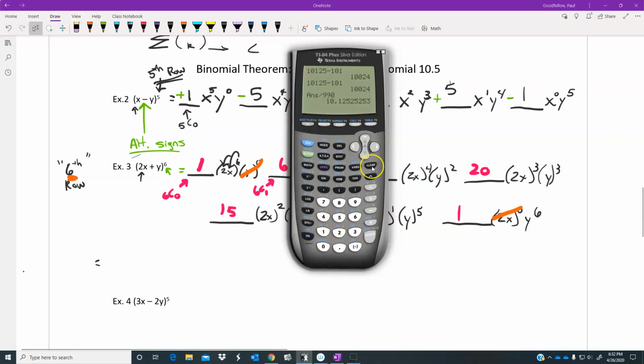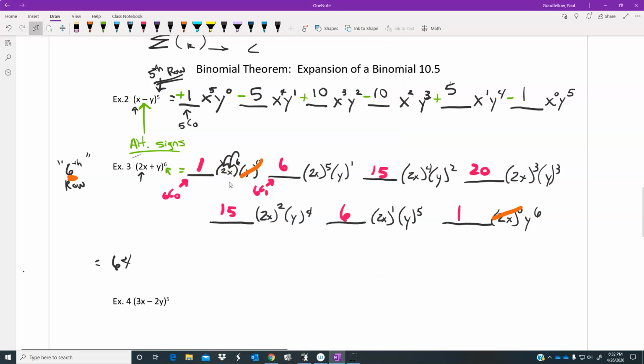So I'd really have to think about, okay, that's really 2 to the sixth power, but then that answer, 2 to the sixth, is going to be multiplied by 1. So this front term is going to be 64x to the sixth. Now that's your very first one. Plus, now we've got to evaluate this guy.